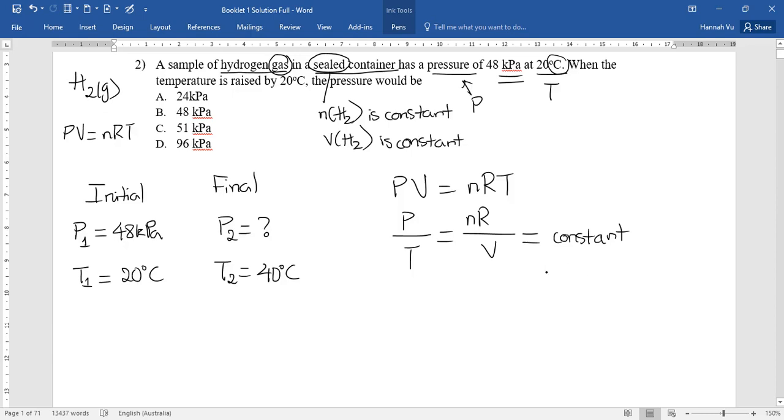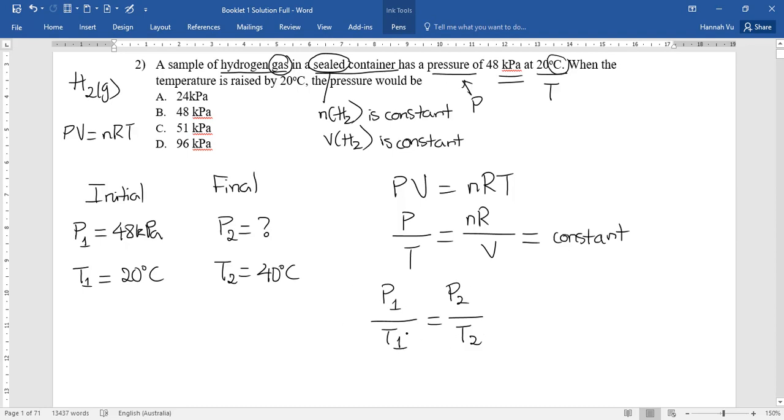Another way of representing this is, so I'm just going to write out what I just said. No matter how you change the condition, the ratio between pressure and temperature will be the same, which means that P1 over T1, which is the ratio initially, is going to equal P2 over T2, which is the ratio finally. So this is the relationship between pressure and temperature.